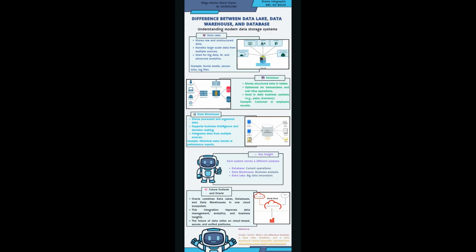As you can see in the margin of the lake, these represent a large open space where all types of data can flow freely. It is very flexible and allows companies to store big data quickly and process it later when needed. However, if the data is not organized, the lake can become a data swamp, where information is hard to find and use. In the middle, database.